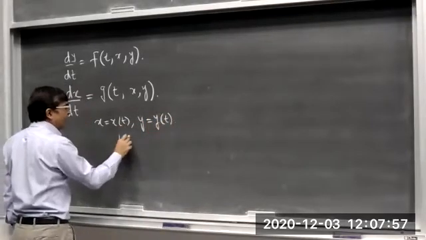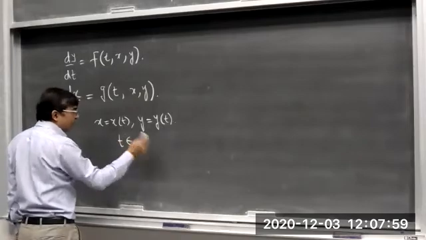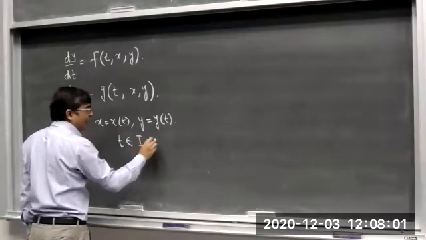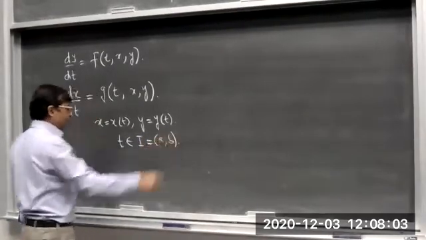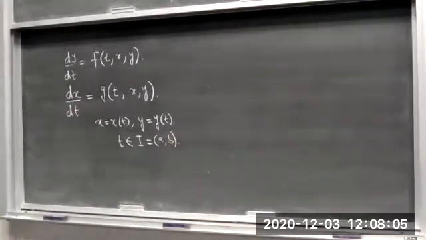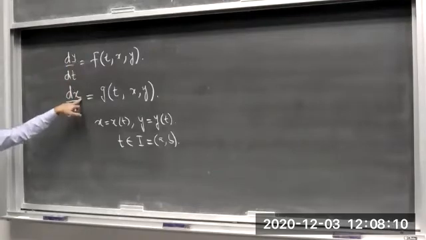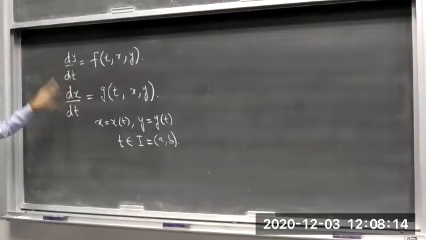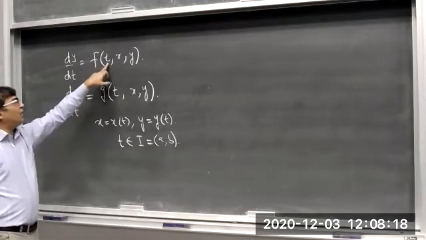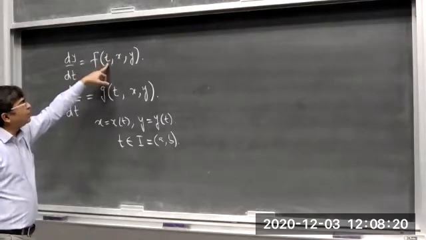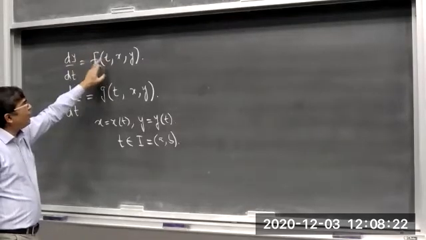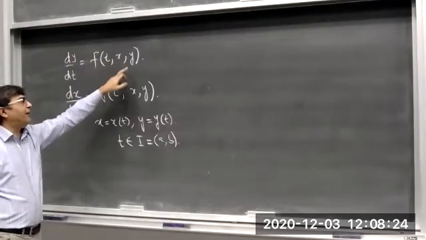X is a function of t and y is also a function of t. T is only an independent variable which belongs to some interval I, which could be a to b, where a and b belong to R. Y is dependent, x is dependent, and they depend on t because the derivative is with respect to t. So it could be a function f of t, the independent variable, and the dependent variables.